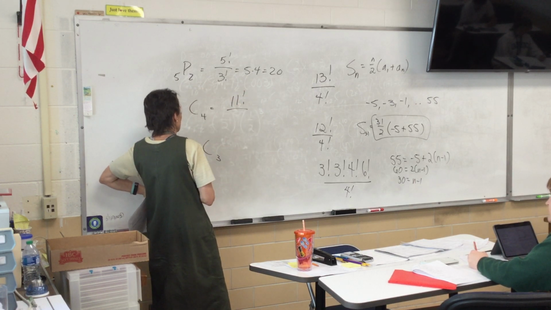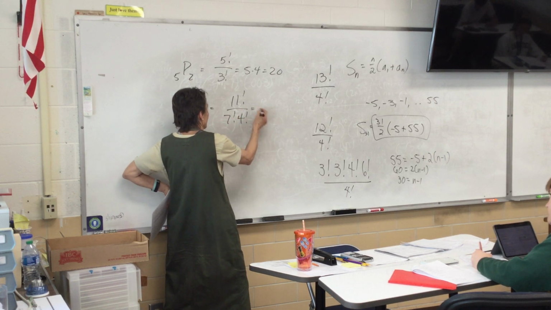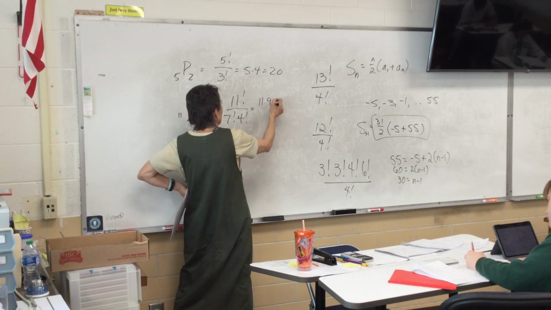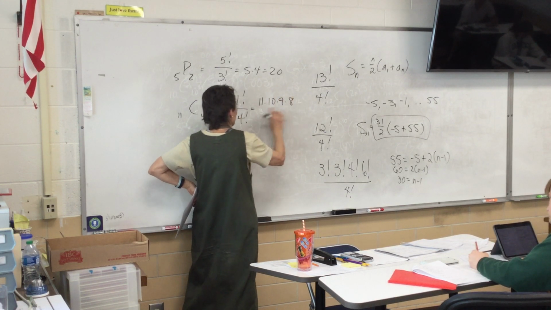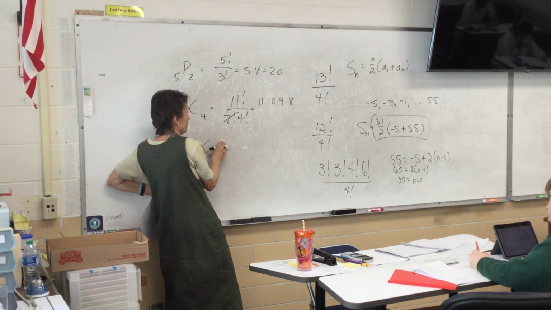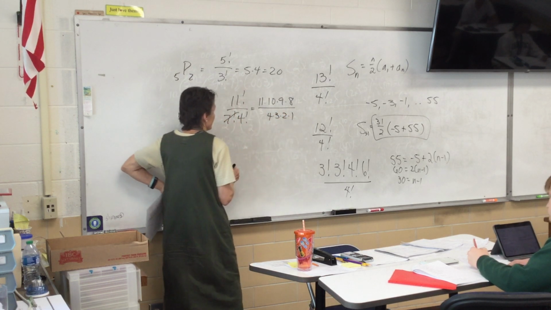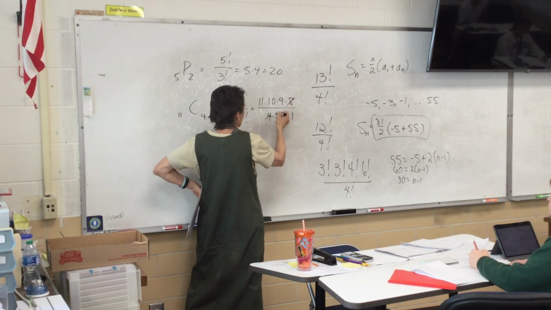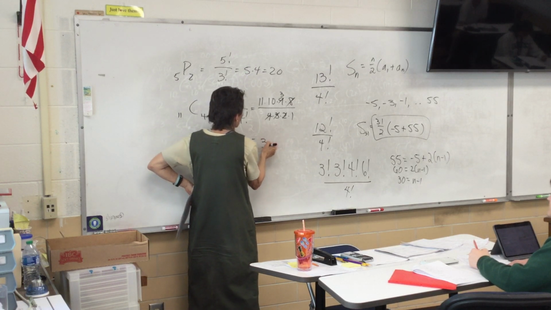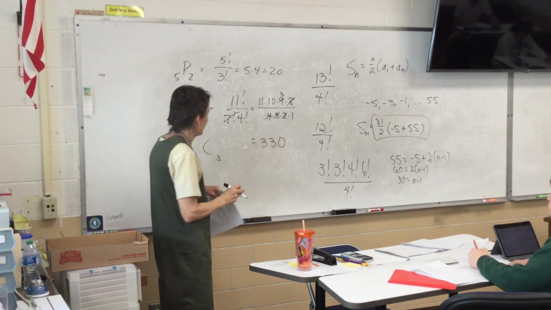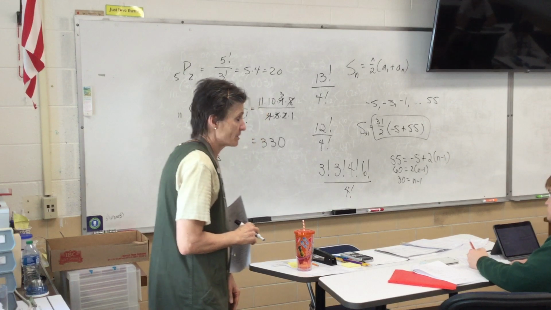11 factorial over 7 factorial, and so 11, 10, 9 and 8. Everything after that's gonna cancel with this, right? And then on the bottom, we've got 4, 3, 2, 1. So what's gonna cancel there? We get rid of an 8. Is that 330? I think I did my arithmetic right. You have the calculator on the whole test, so it doesn't matter. You can just type it in.